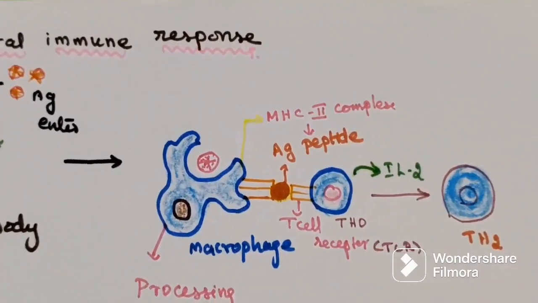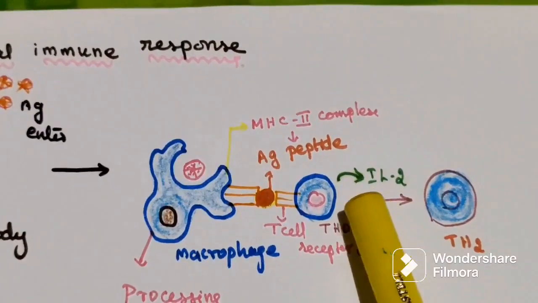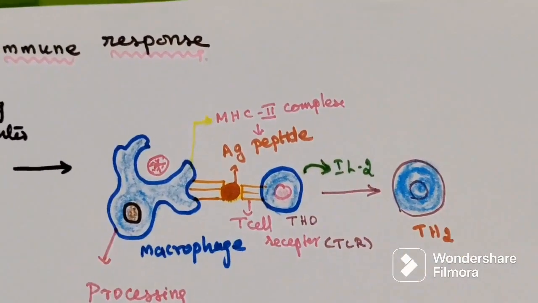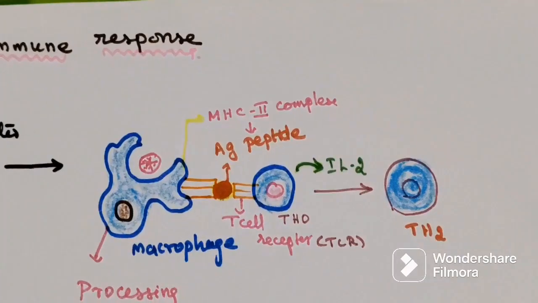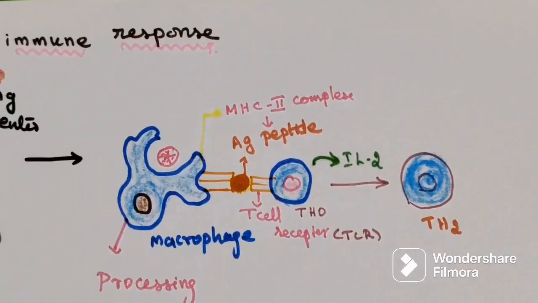T helper cells release cytokines, especially interleukin 2. T helper cells will activate T helper 2 cells.